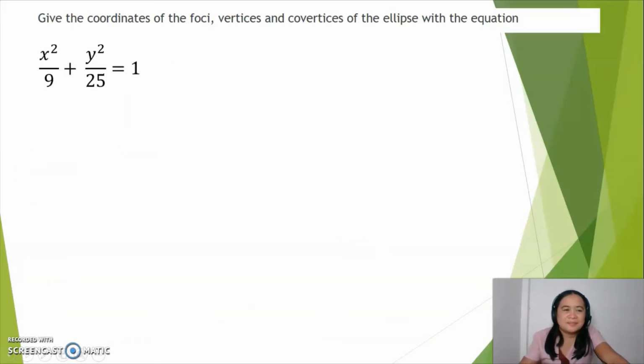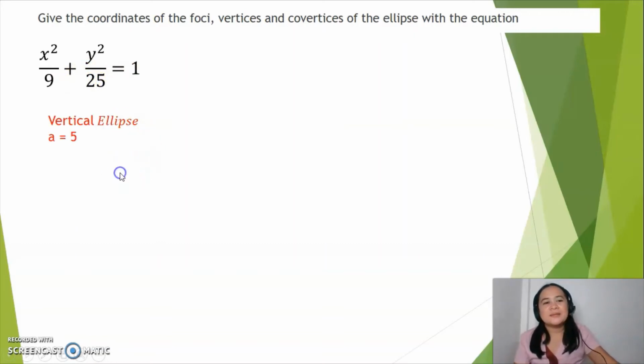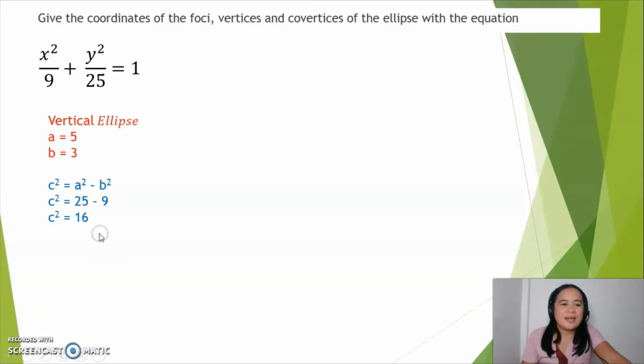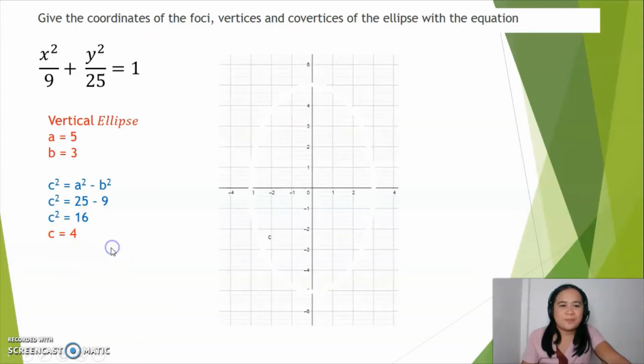Another example. If we're given this, the bigger denominator is under y squared. So this is an example of a vertical ellipse. Since our a squared is 25, our a is 5. And our b squared is 9, so our b is 3. And to find c, we will simply substitute 25 minus 9, so it's 16. So we will end up with 4. Now, how to graph this in the Cartesian plane?